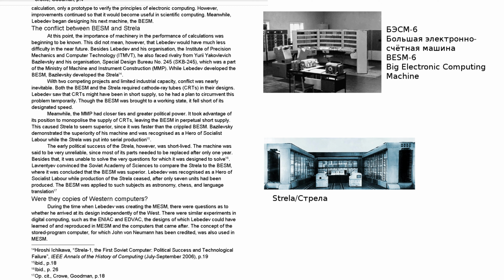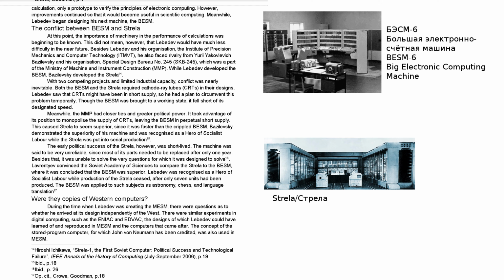The conflict between BESM and Strela. At this point, the importance of machinery in the performance of calculations was beginning to be known. This did not mean, however, that Lebedev would have much less difficulty in the near future. Besides Lebedev and his organization, the Institute of Precision Mechanics and Computer Technology, ITMVT, he also faced rivalry from Yuri Yakovlevich Basilevsky and his organization Special Design Bureau No. 245, SKB 245, which was part of the Ministry of Machine and Instrument Construction, MMP.